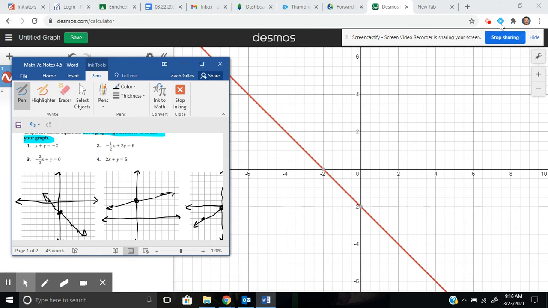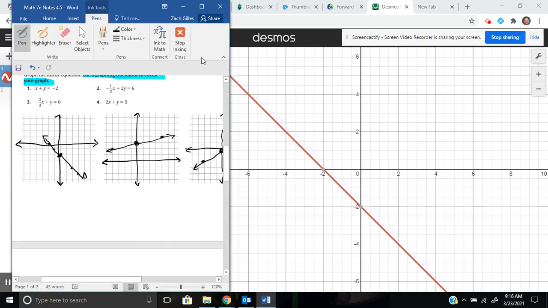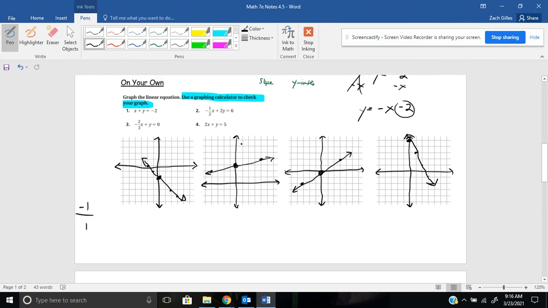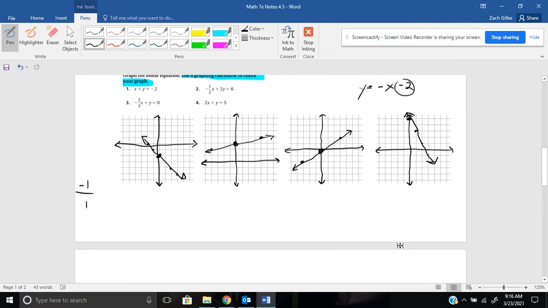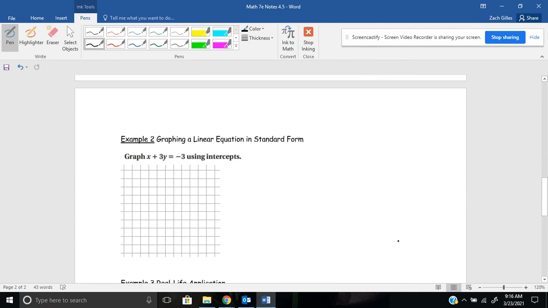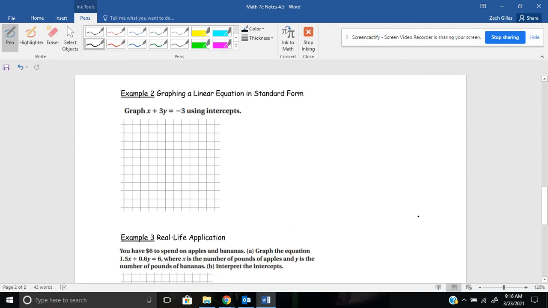Okay, so feel free to use Desmos graphing calculator if it tells you to double check your work right there. Might be something handy to do. All right, looking at the second example, it says graph x plus 3y equals -3 using intercepts. Okay, so this is the other way that I'll teach you that you can do it. Some students like this method because they think it's a little bit quicker rather than writing it in slope-intercept form, but I'll just kind of walk you through it here.